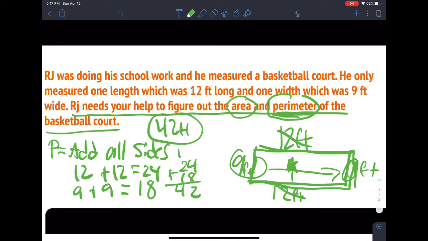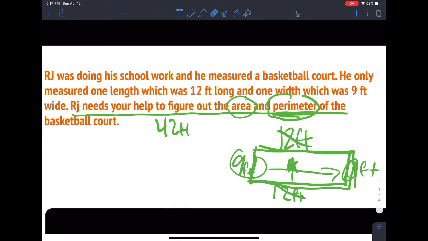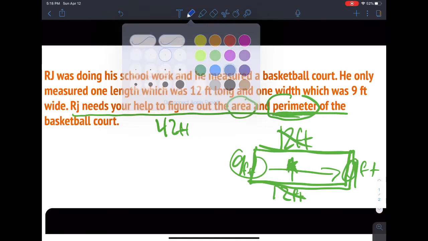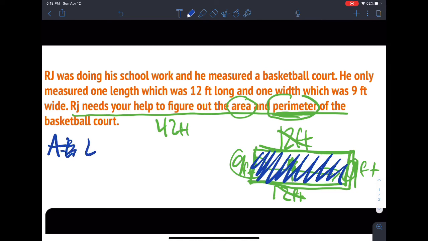Okay, and then I'm just going to erase this because I don't have much room. Okay, and then now let's look for the area. Area, remember, is a little bit different than perimeter. Area is the space inside, so all this on the inside of it. To find area, we need to do length times width. Okay?